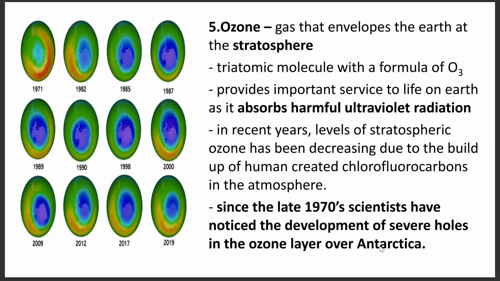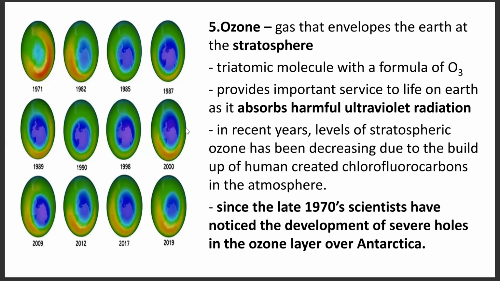animals. In recent years, levels of stratospheric ozone have been decreasing due to the build-up of human-created chlorofluorocarbons in the atmosphere. Since the late 1970s, scientists have noticed the development of severe holes in the ozone layer over Antarctica. As you can see here, this is a diagram or a picture of the hole that is being formed in our stratosphere, specifically in the ozone layer.